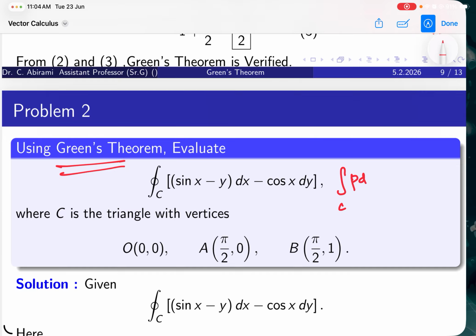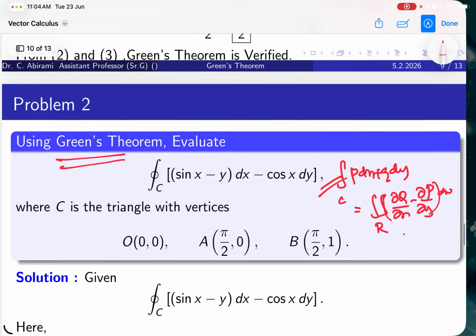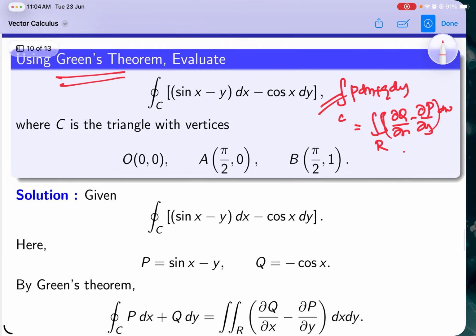Integral over C of p dx plus q dy will be equivalent to the double integral over R of (dou q by dou x minus dou p by dou y) dx dy. This is the statement of Green's theorem. Using this, I am going to find the line integral value, integral over C of p dx plus q dy, where C is a triangle with the vertices O(0, 0), A(pi by 2, 0), B(pi by 2, 1). Okay, so what is given in the question?